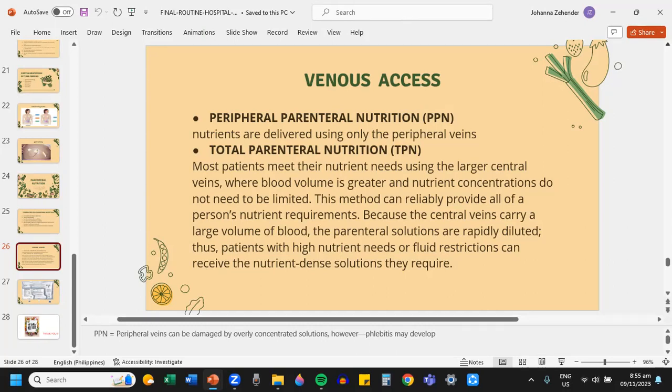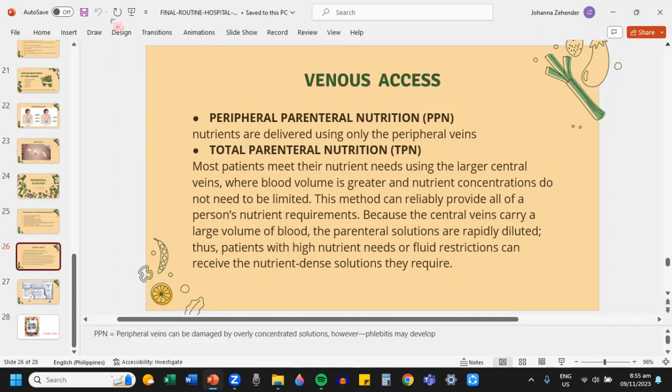Okay, so this method can reliably provide all the person's nutrient requirements. Because the central veins carry a large amount of blood, parenteral solutions are rapidly diluted. Thus, patients with high nutrient needs or fluid restrictions can receive the nutrient-dense solutions they require.